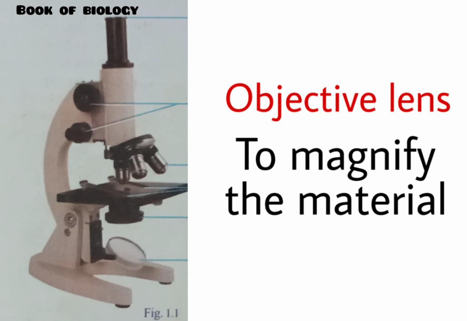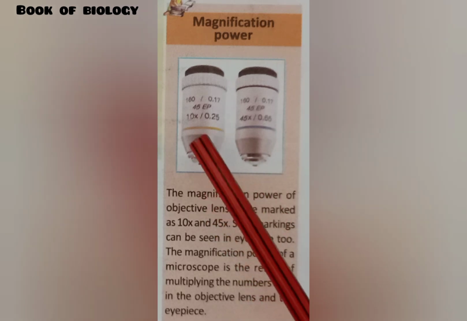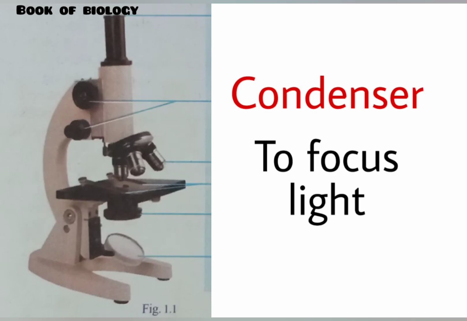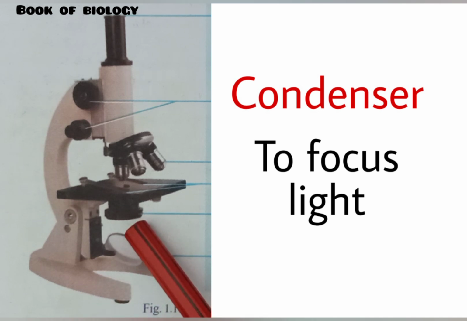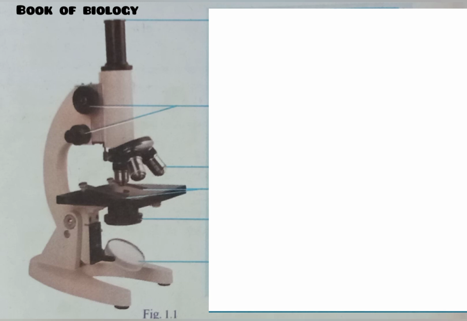So what is the function of objective lens? To magnify the material. So there are different types of objective lenses like this: 10x, 45x. This is the condenser. Condenser is used to focus the light. There is a part called a diaphragm near to this condenser that is used to regulate the intensity of the light.